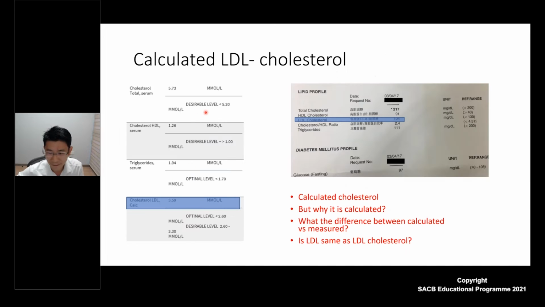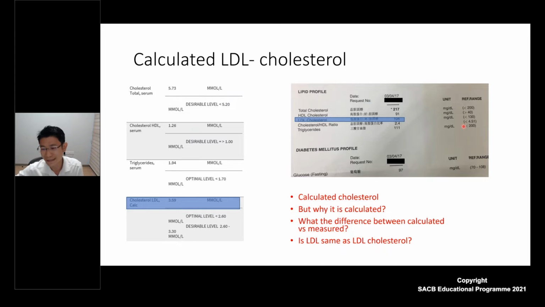You have seen two reports. On the left is actually an electronic report. Both are my patients actually. You see that there's this calculated LDL cholesterol. This lab specifically mentioned that it's a calculated value. On the right, you see another report from a few years ago. You see that LDL cholesterol, but it didn't tell you whether it's calculated or measured.